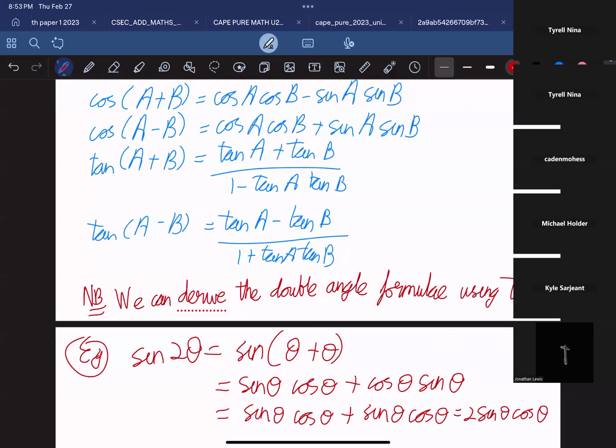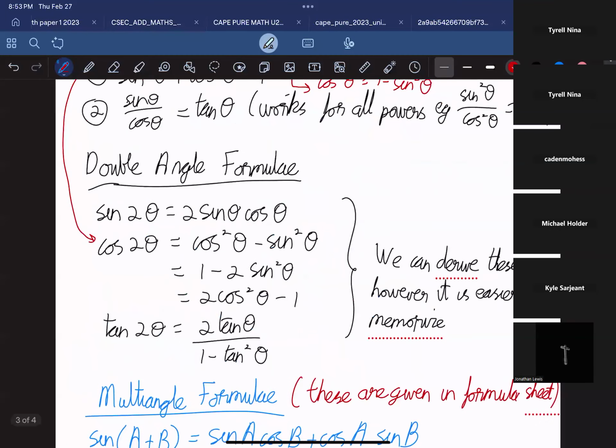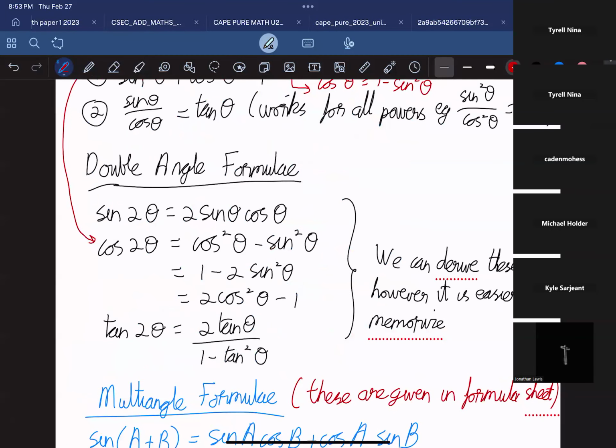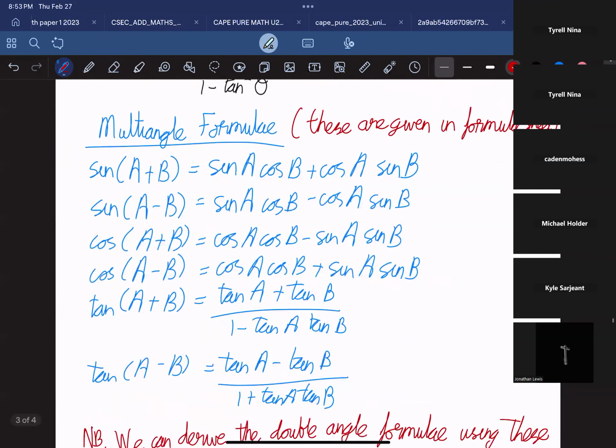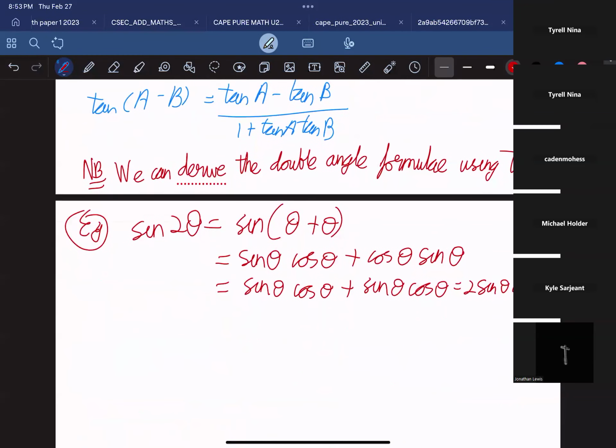So as I said, you could derive them, but for me personally, and I think for the rest of y'all, I would say learn off the double angle formulae. That's a lot easier than trying to derive it in the exam. That being said, you can time yourself and you'll know what you'll be able to do, right?